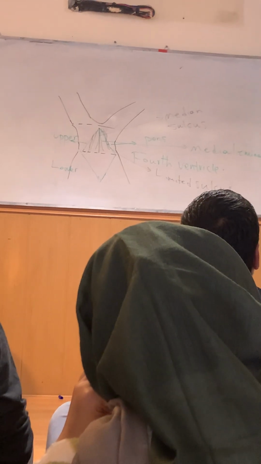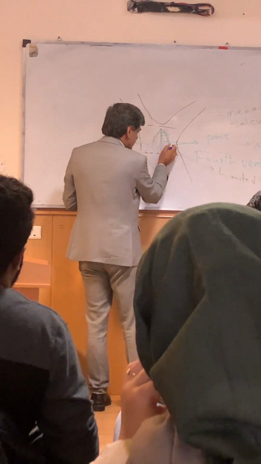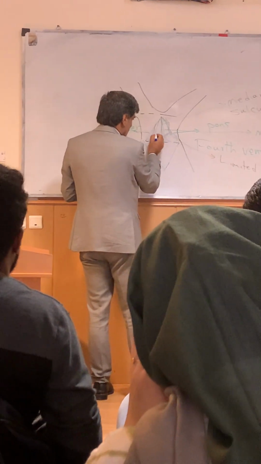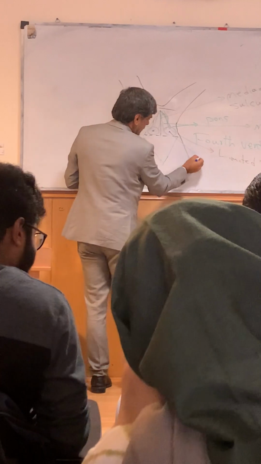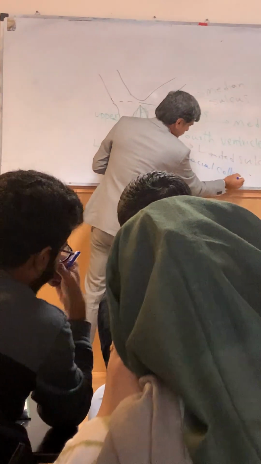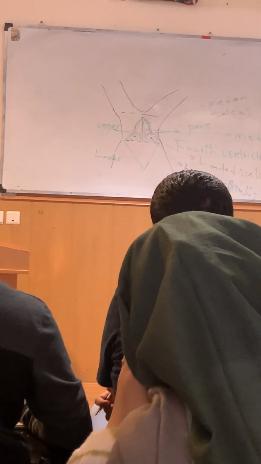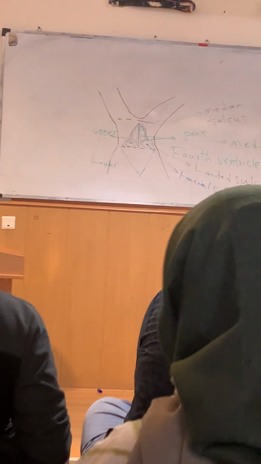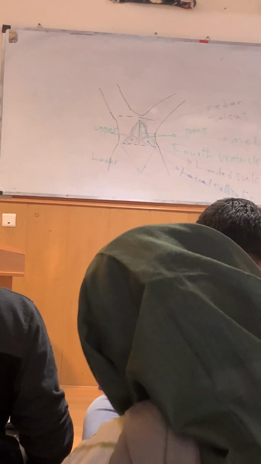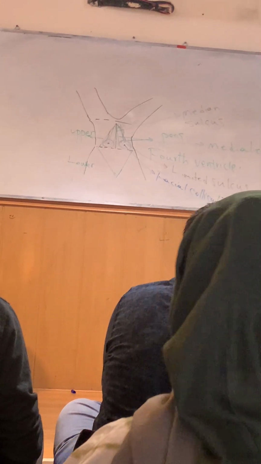This part, facial colliculus. Facial colliculus, location of the facial colliculus, very, very important. Anterior surface of the pons or posterior surface of the pons? Posterior surface of the pons. Facial colliculus, medial eminence, and vestibular area.